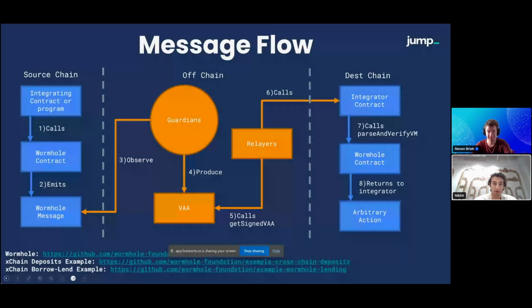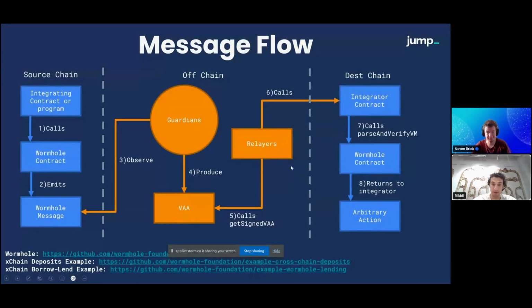And the Guardians are listening to the events emitted by the Wormhole contracts. The Guardians will observe those events. They will then, once the events reach finality, sign the message, and they will produce a VAA. And then there is some relayer of the message. A relayer can be an untrusted process. Anyone can pick up the VAA and deliver it to the target contract on the destination chain.